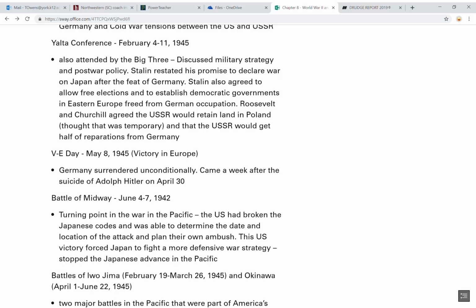Here's where some problems come in. It's this next part. Stalin is going to also agree to allow free elections and a democratic government in Eastern Europe.